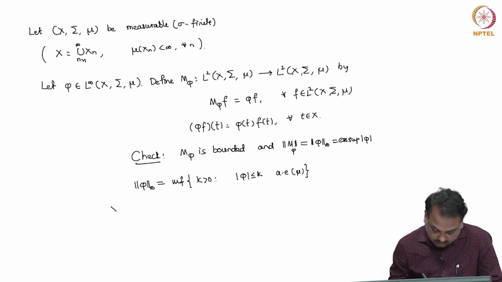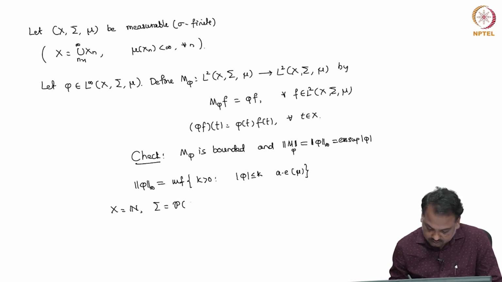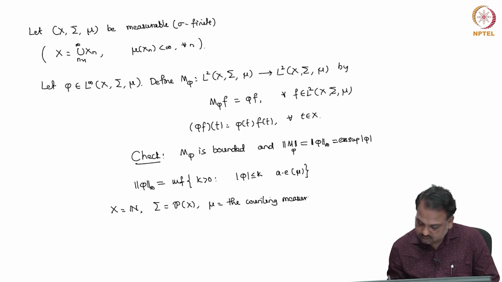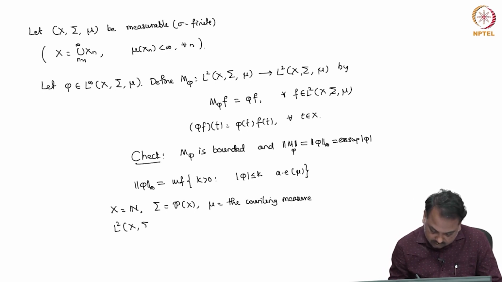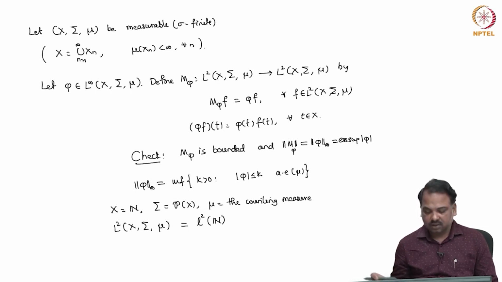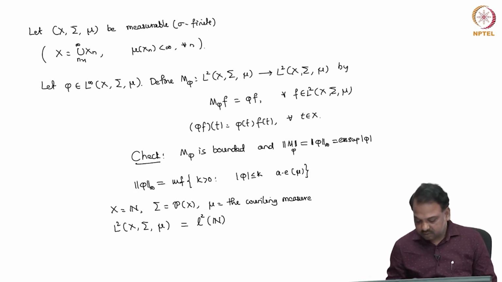Okay, so when you take X to be the set of natural numbers N, sigma to be the power set of N, and mu to be the counting measure, we get L2 of X, sigma, mu is nothing but L2 of natural numbers that we have discussed earlier. In general, capital L2 of X, sigma, mu consists of equivalence classes of functions, whereas L2 of N is exactly sequences, functions from natural numbers N into C. Here each equivalence class contains only a single element, hence these are the usual sequences.